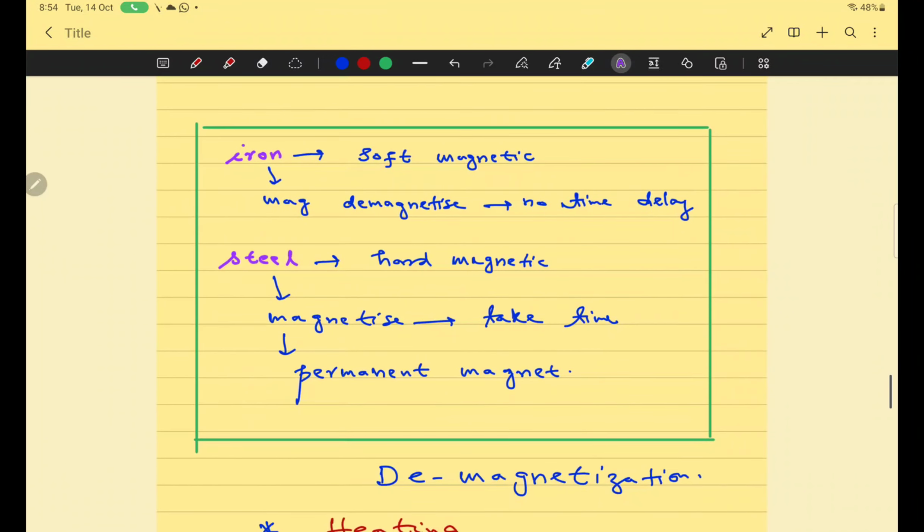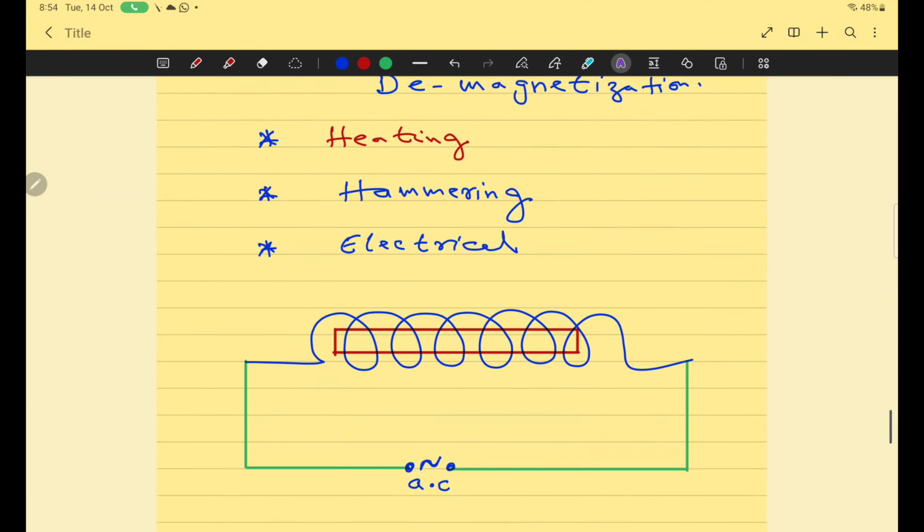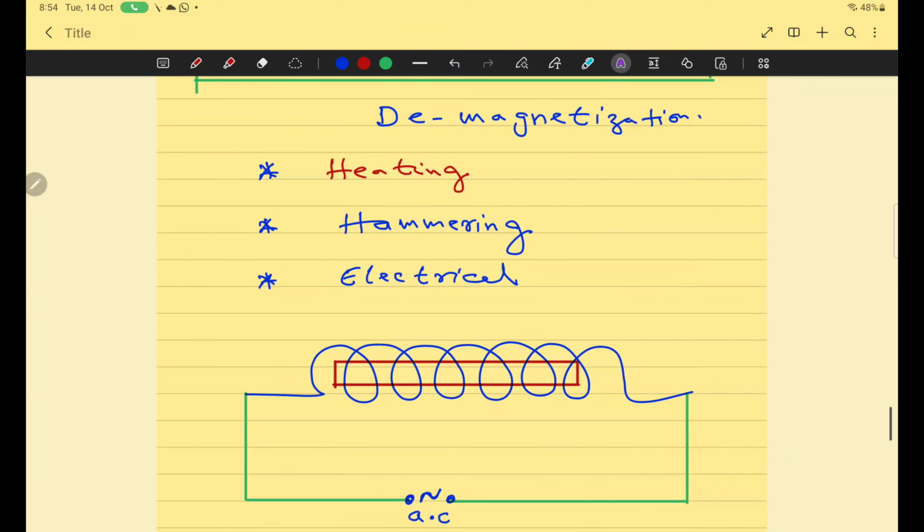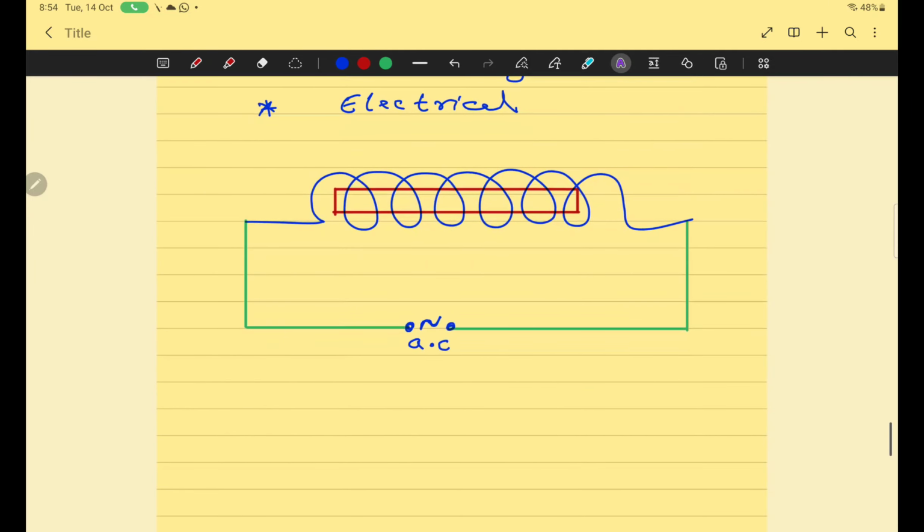So we have discussed the difference between steel and iron, and then we studied how to demagnetize a permanent magnet. There are three methods: heating, hammering, and the electrical method. In the electrical method, alternating current is used to demagnetize a permanent magnet. I have shared my notes with you containing the theory which I have taught you today, because today there is no formula, there is no calculation, so notes are significant.